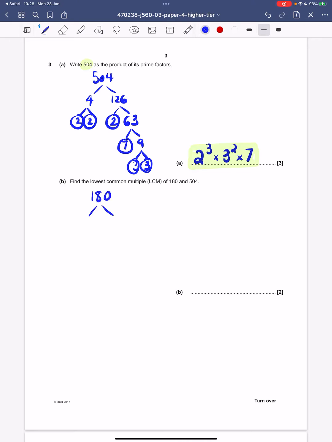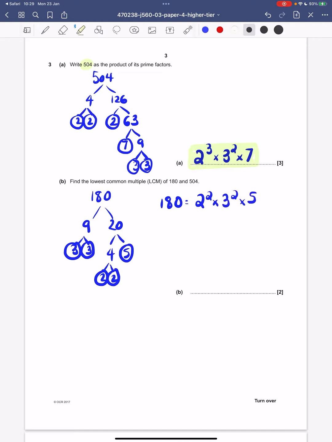180, I can see that that is 9 times 20, which is 20 is 4 times 5, so that's 3 times 3, 2 times 2, and 5. These are all prime numbers. Okay, so 9 times 20, 3 times 3, 4 times 5. Yep. So we've got that 180 is 2 squared times 3 squared times 5.